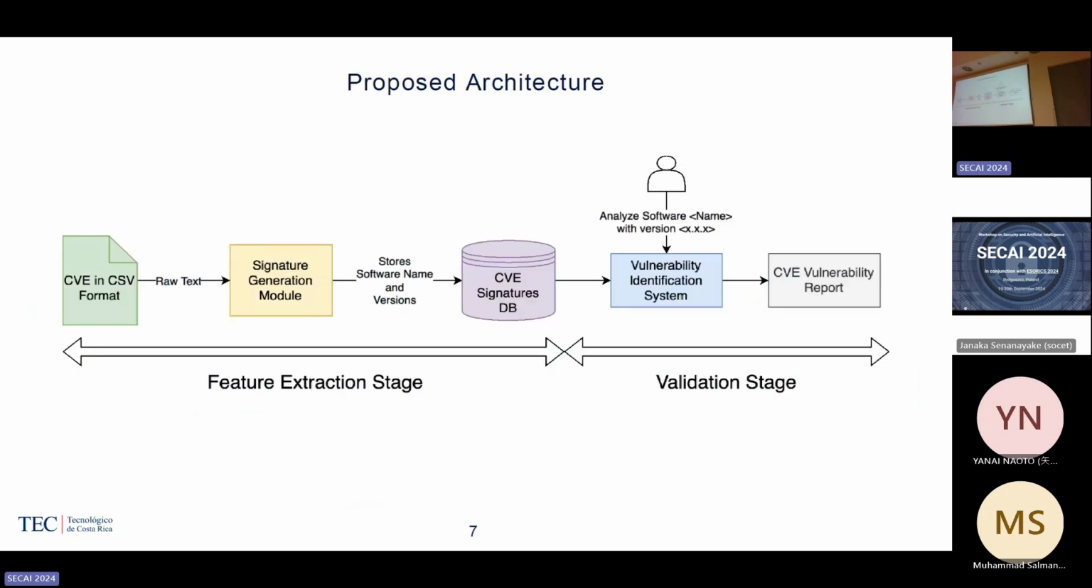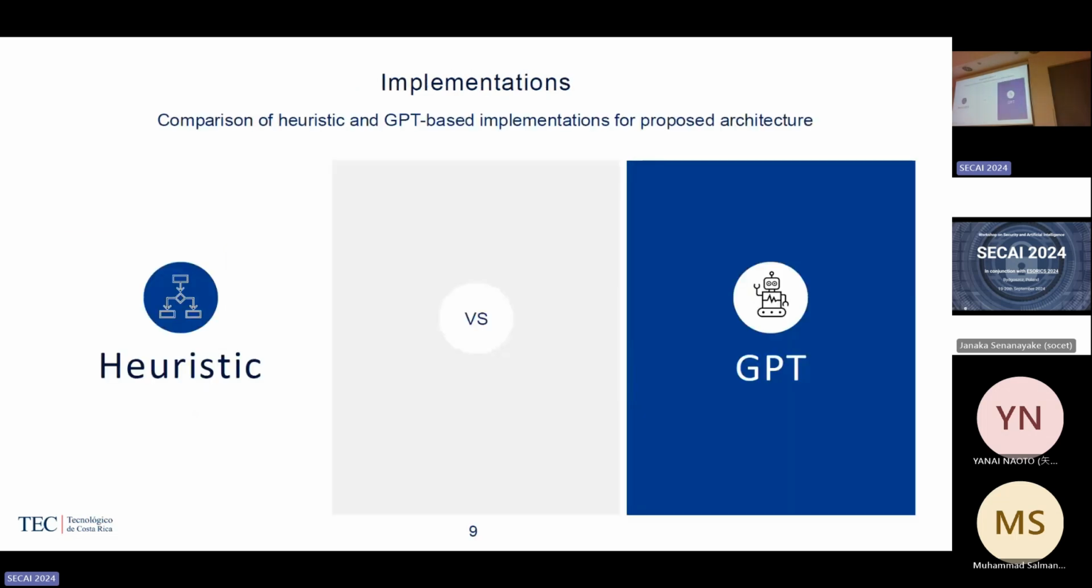Well, basically, this is our proposed architecture. We divided the architecture into two big stages. The first stage is the feature structure stage, in which we construct the software name and version that is vulnerable. That is really what is important in the CVE when we're trying to define it. And the other section is the validation stage. But before getting into more detail about the architecture, we're going to explain how we're going to implement this and why we're doing it that way.